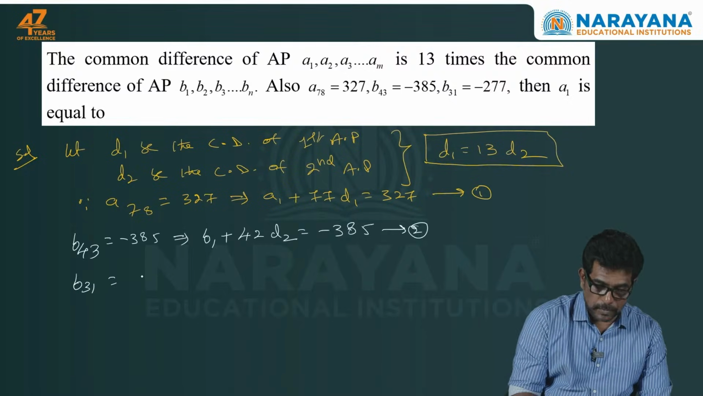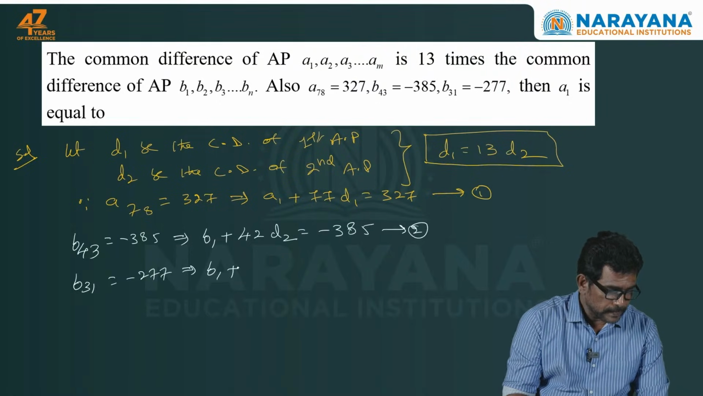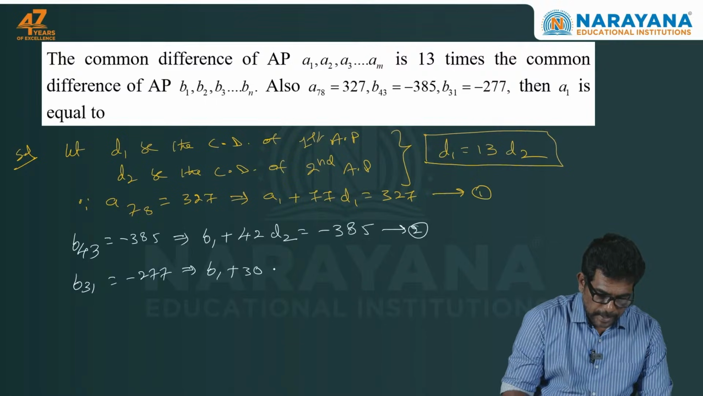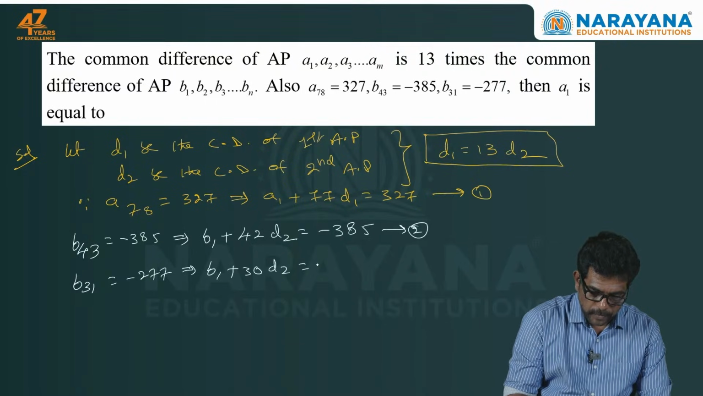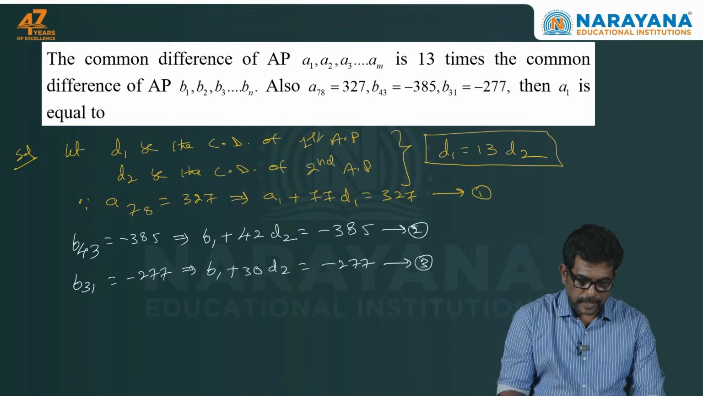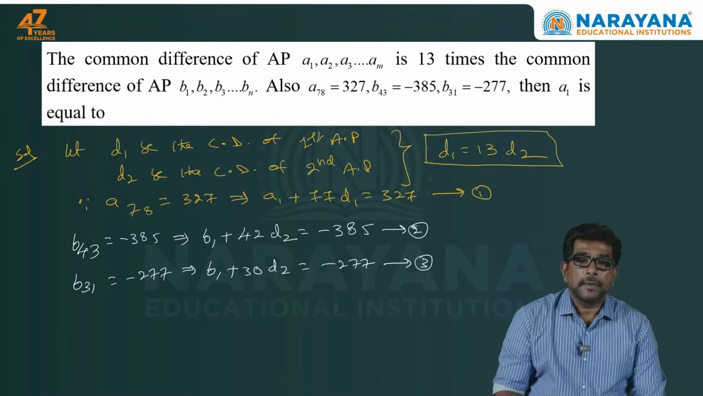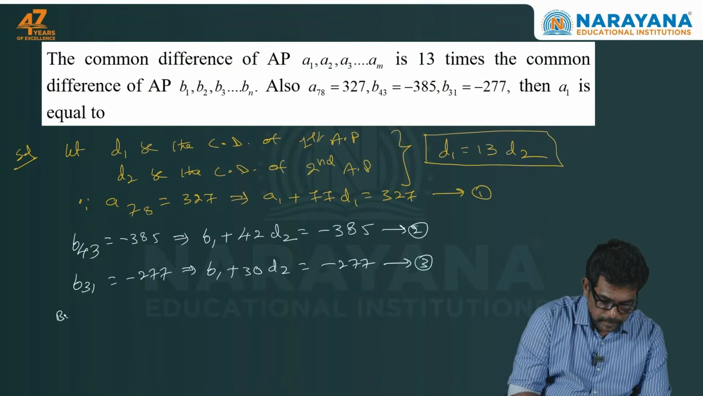Next, B31 is given. B31 is equal to minus 277. B31 means B1 plus 30 D2 is equal to minus 277. Equation number 3. Now it is very clear by solving 2 and 3.